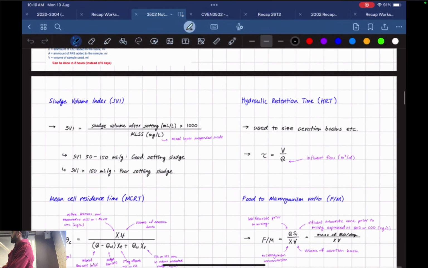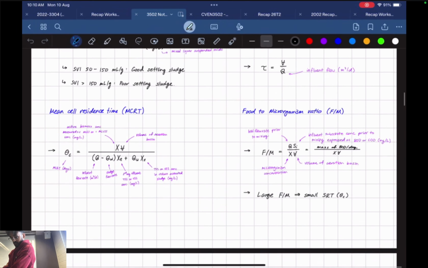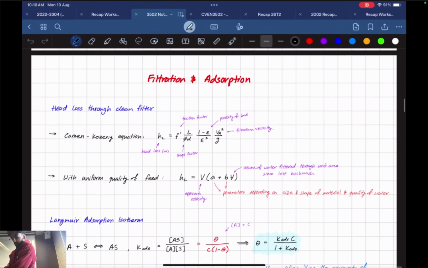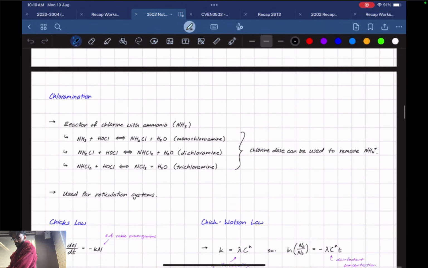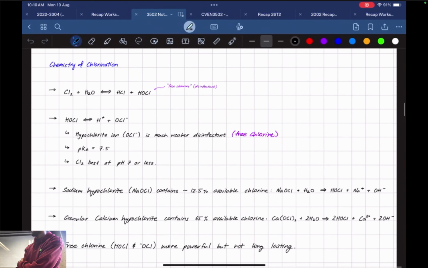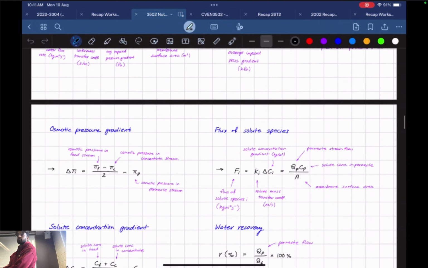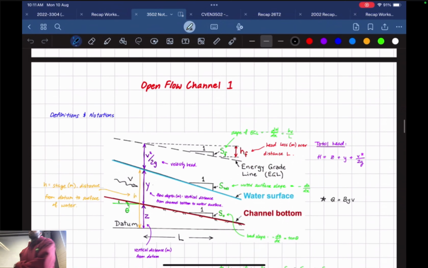This is to do with your BOD and some other key formulas: filtration, absorption, disinfection. This disinfection part's pretty much just a bit of basic chemistry. Sludge management, membrane treatment process, and then we're moving on to water engineering, where you have your open flow channel, your pipe flow, pretty similar to fluids, and you've also got at the very end pipe networks, which I'm gonna go through one question for.